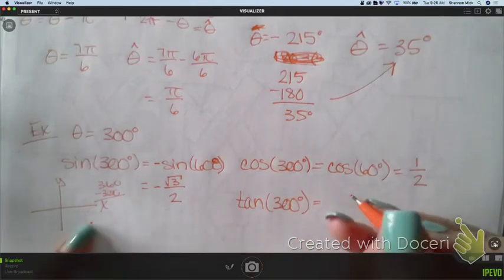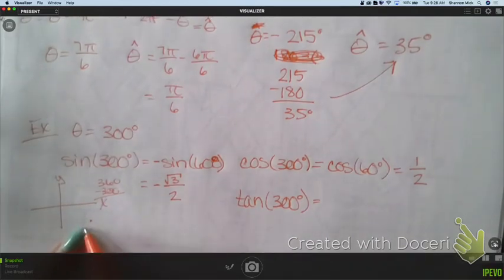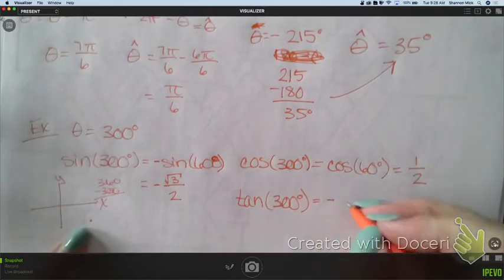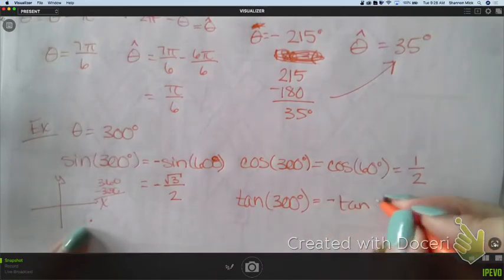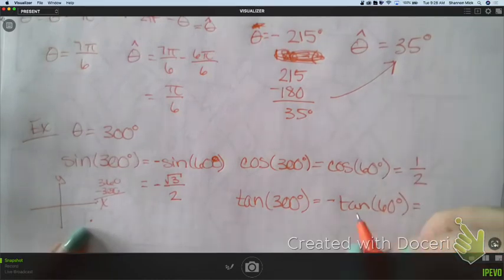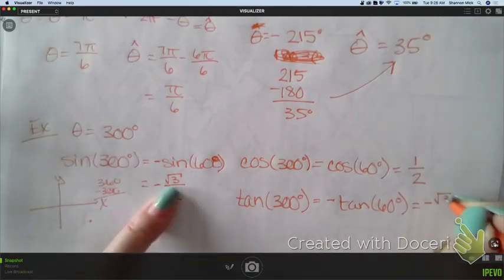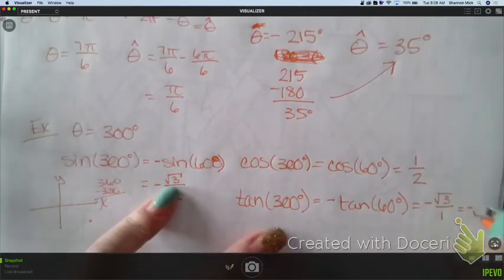So tangent of 300. So tangent's right here, yes? Yep. Okay. Is it positive or negative? Negative. Why is it negative? Because it has one negative, one positive. Because tangent is sine over cosine, correct? Yeah. It's going to be negative the tangent of, what's the reference angle still? 60 degrees. So tangent is opposite over adjacent. Well, opposite was the square root of 3, yes. And adjacent was 1. So my answer is negative square root of 3.